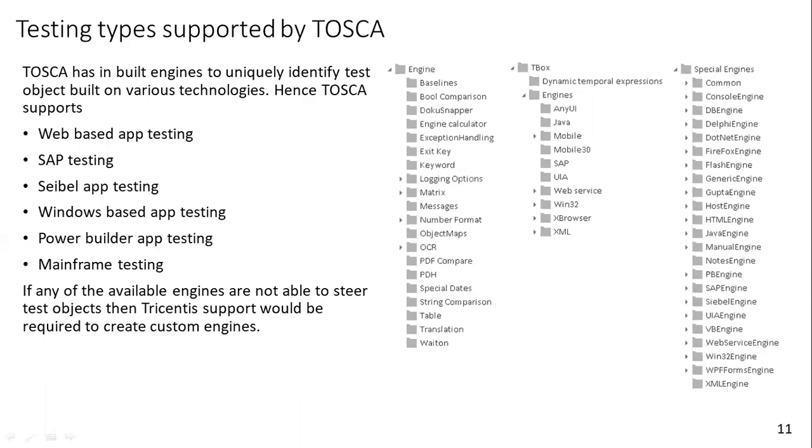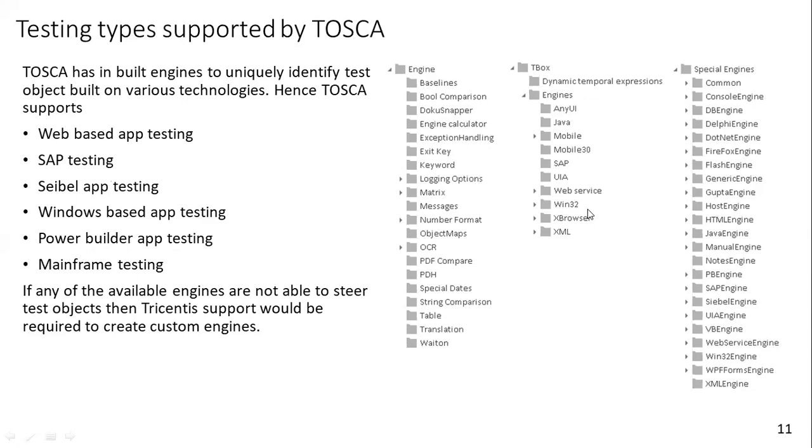When you try to scan a SAP application, internally Tosca will identify that you have launched a SAP application, so it will launch the SAP engine and make it ready to identify the test objects on that particular window where SAP is present. Similarly for HTML, if a web page is there, it will identify the web page with the HTML engine. Anything for the desktop is the Win32 engine. Forms will be for the WPF forms engine, so it will be identified by that. The host engine is for mainframes.